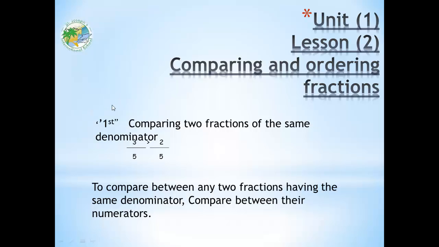The first, comparing two fractions of the same denominator. To compare between any two fractions having the same denominator, compare between their numerators. So the first step, we have equal denominators. So compare between the two numerators, which is the greatest one? 3 over 5, 3 is greater than 2, then 3 over 5 is greater than 2 over 5.